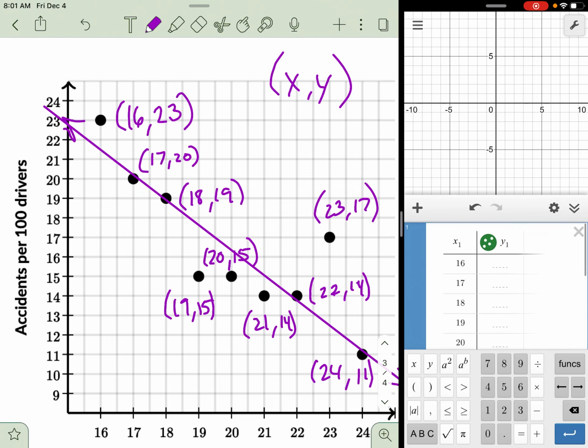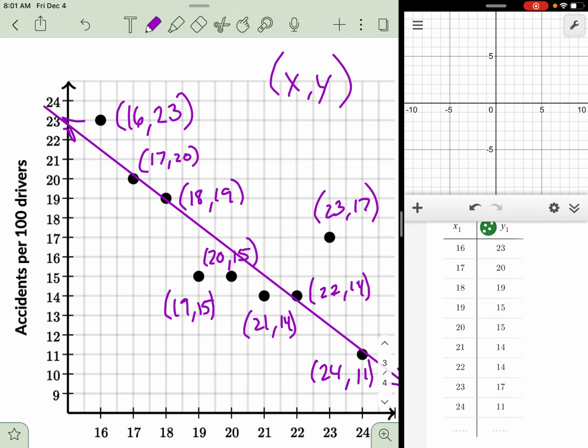Okay, so I've got all my X values. Now I'm going to start plotting my Y values with those. So 16 with 23, 17 with 20, 18 with 19, 19 with 15, 20 with 15 as well, 21 with 14, 22 with 14, 23 with 17, and 24 with 11. I don't know why I'm messing up there. Once you have your table filled out, you're going to adjust your window to include all the data points.